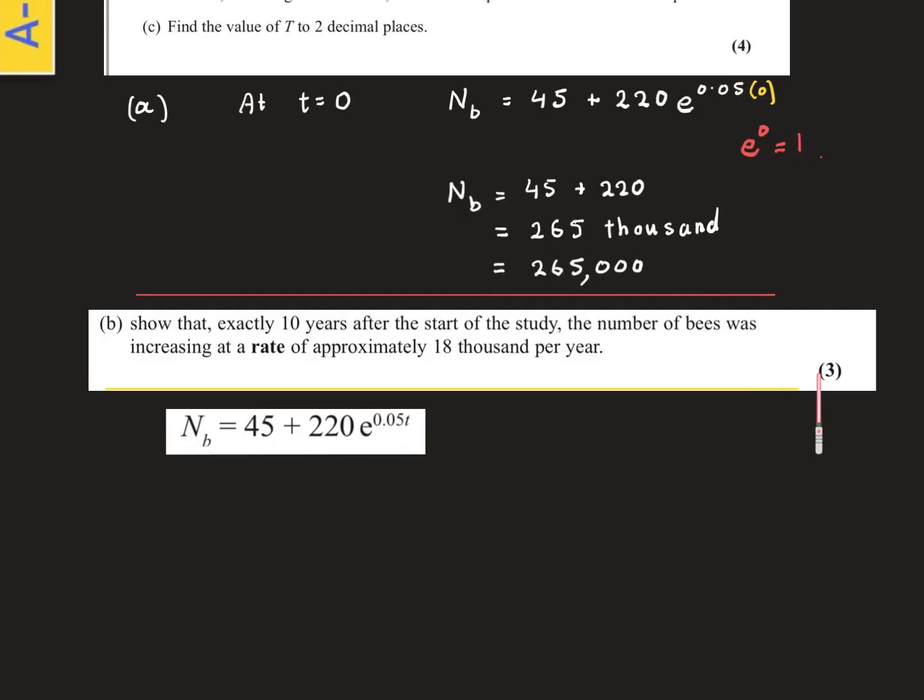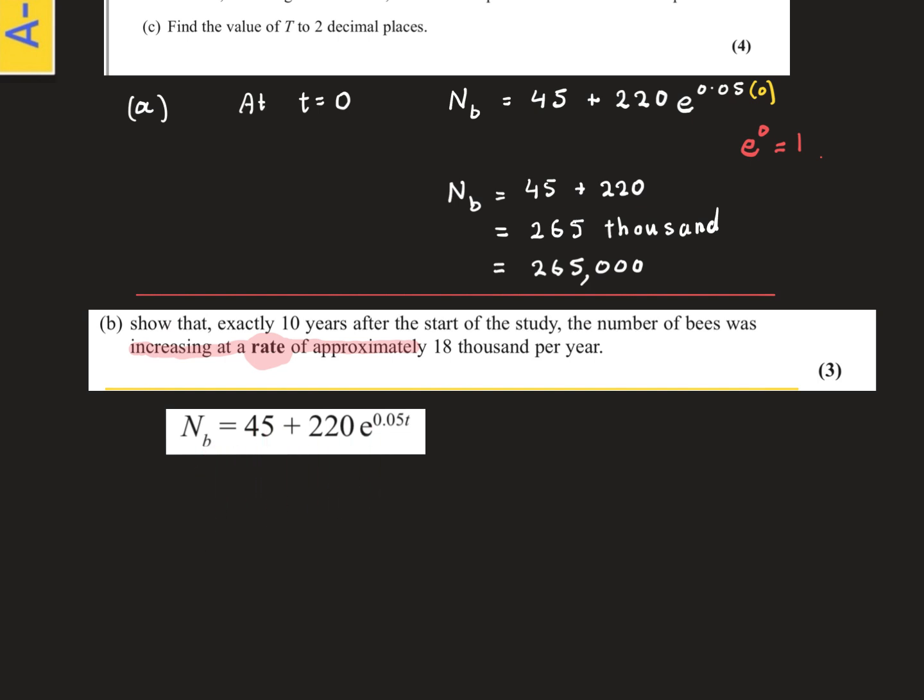To get your next 3 marks, you need to show that exactly 10 years after the start of the study, the number of bees was increasing at a rate of approximately 18,000 per year. The most important part over here is to show that it is increasing at the rate. Now, not often will they make the word rate here bold, but this is the most important information that you're getting over here, because once you get the word rate, you know you need to differentiate our original expression, which is the number of bees.